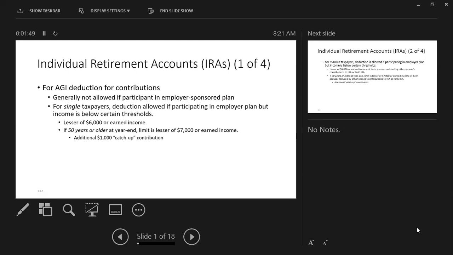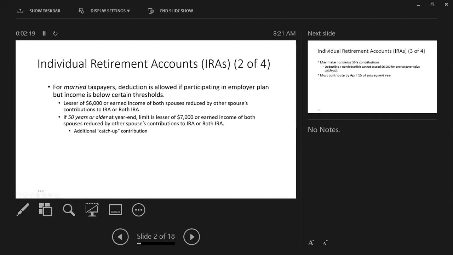So if you are a single or head of household taxpayer, and you don't have an employer-sponsored retirement plan, your contributions up to earned income, so your earned income has to be at least what your contribution is or higher, can be contributed and deducted. And for 50-year-olds, it's up to $7,000. So that's our general rule. But what happens if you are a participant in an employer-sponsored plan? Now there are limitations.